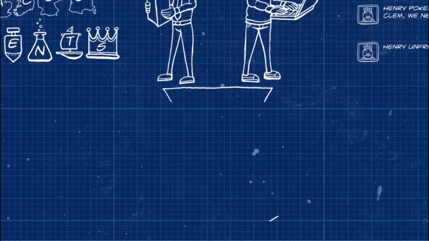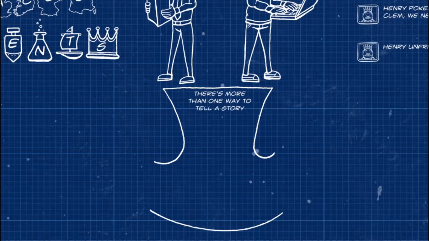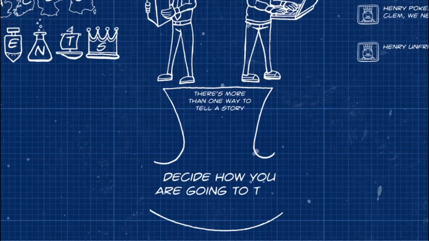A good place to start is with a list. List all the key people, dates, events and places you need to mention to tell your story. Next, think about how you are going to order these parts.